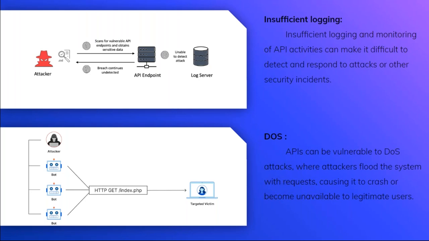Lastly, DoS, denial of service. This is a common type in all applications. Today we are explaining DoS in APIs. APIs can be vulnerable to DoS attacks, where attackers flood them with many requests, causing crashes or unavailability of the API to other users.